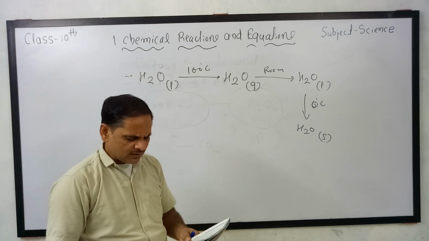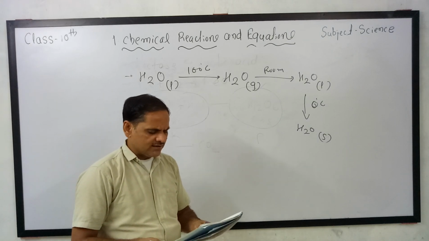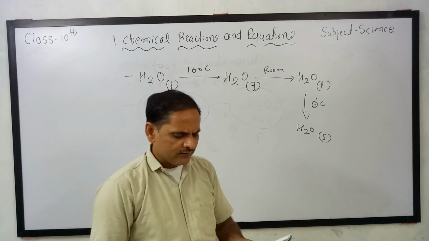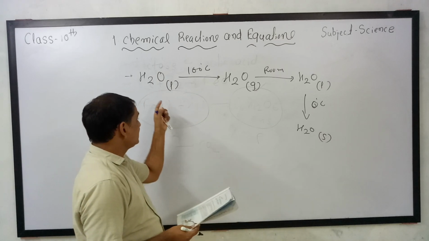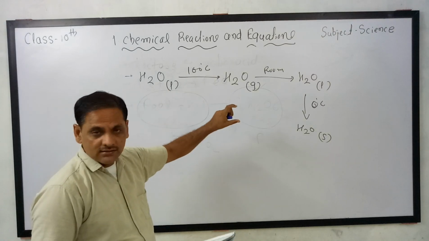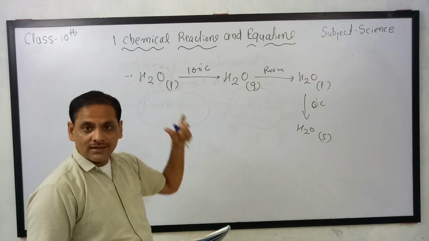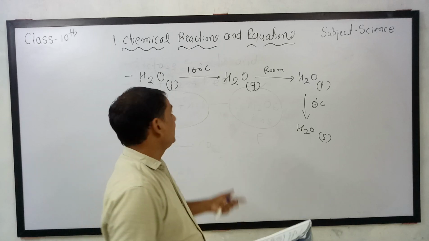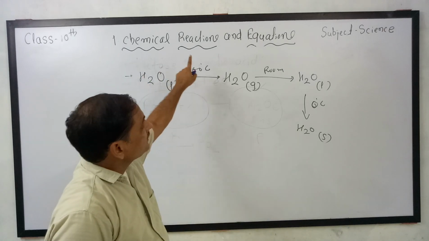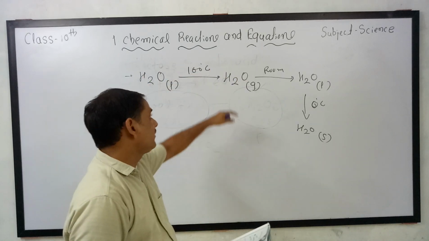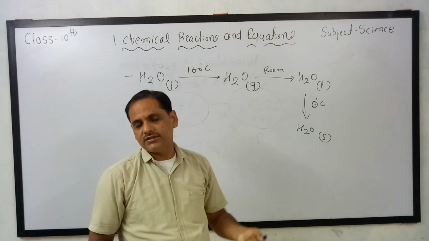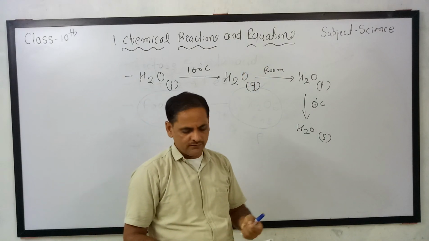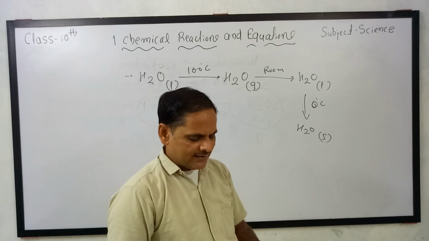Whenever a chemical change occurs, we can say that a chemical reaction has taken place. This is a change of state, and this is one type of chemical reaction. The chapter name is Chemical Reactions and Equations. And what is an equation? Equation means symbolic presentation. We will discuss the next paragraph.